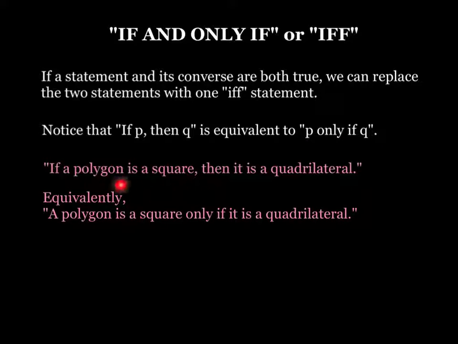For example, if a polygon is a square, then it's a quadrilateral. That's a true statement. So this means that every single square is a quadrilateral. That means a shape could not be a square unless it's a quadrilateral. You can't have a three-sided square, for example. So another way of saying this is that a polygon is a square only if it's a quadrilateral. That doesn't mean that every quadrilateral is a square. It just means a polygon can be a square only if it's already a quadrilateral.